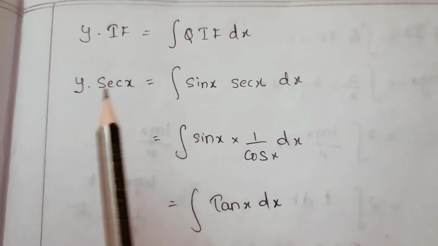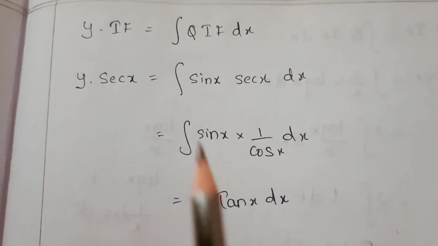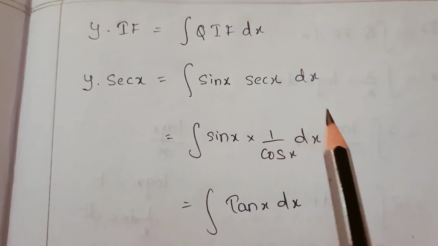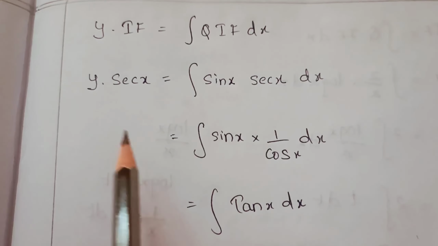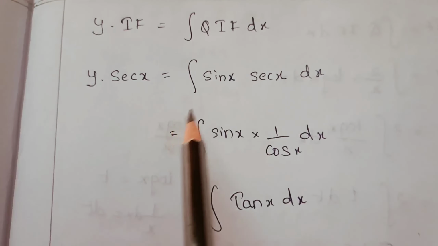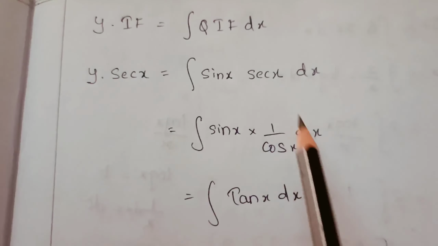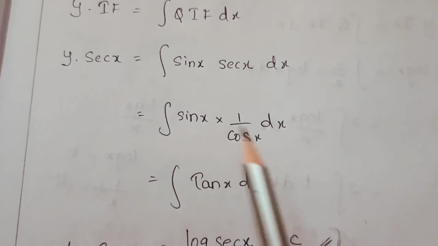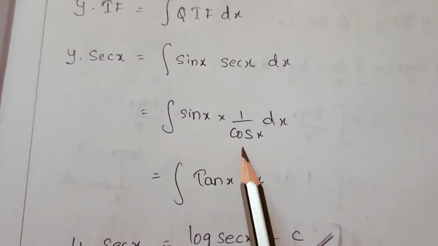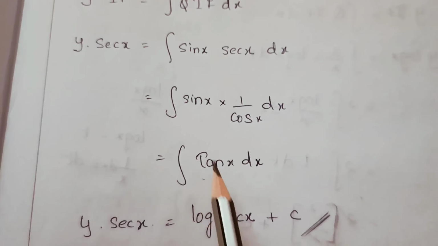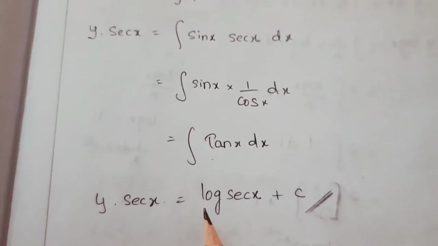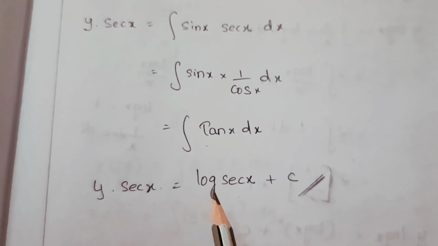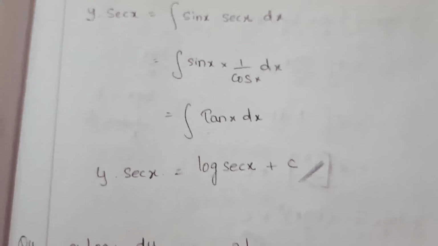Now we have to substitute in the general solution: y into the integrating factor is equal to the integration of q into the integrating factor dx. The integrating factor is secant x. Just now we got y into secant x is equal to the integral of sin x into secant x dx. Secant x can be written as 1 by cos x, so sin x by cos x is nothing but tan x. The integration of tan x is log secant x. Just now we have seen, y secant x is equal to log secant x plus c is the answer.